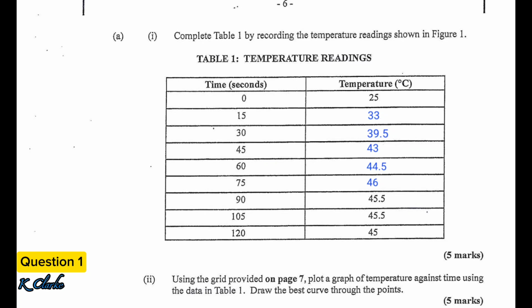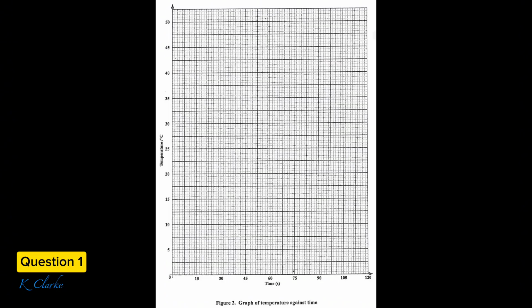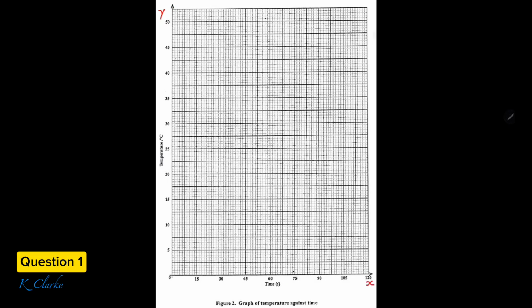Part 2. Using the grid provided on page 7, plot a graph of temperature against time using the data in Table 1. Draw the best curve through the points. Okay, so now we're on page 7. First, I will be labeling the axes, that's the y-axis and then the x-axis. Based on the temperatures, we have to deduce which lines represent 1 degree Celsius, 2 degrees Celsius, etc.